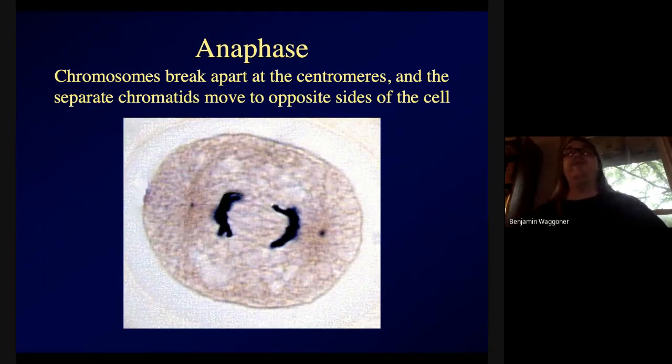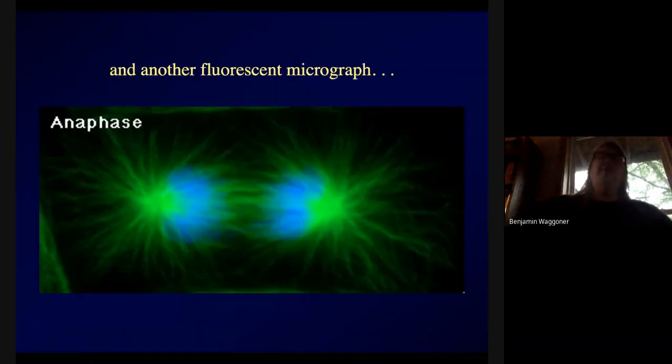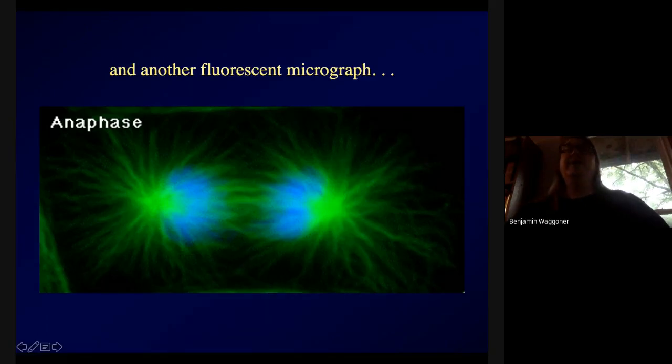And again, it's the spindle fibers that are doing the pulling. These are the little motors that are moving them. So in this picture, you can see we've got two clumps of chromosomes that are being pulled away from each other. That's what it looks like under fluorescence microscopy. You can see those two light blue blobs are chromosomes, and they're getting pulled by the fibers of the mitotic spindle. So the spindle fibers are in bright green.